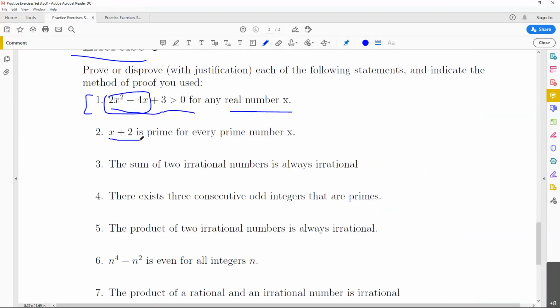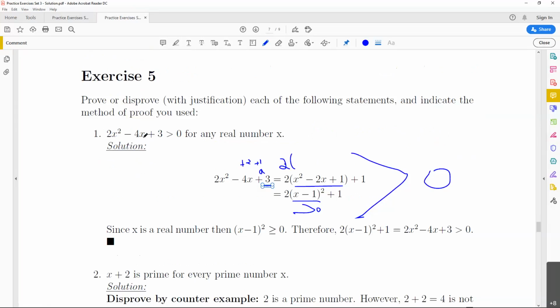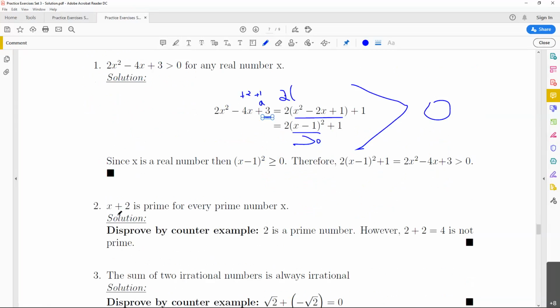X plus 2 is prime for every prime number x. No, let's say x is 7. 7 is prime, 7 plus 2 is 9. This is odd, but not prime, right? It's divisible by 3. They use 2. So 2 plus 2 is 4, it also works.